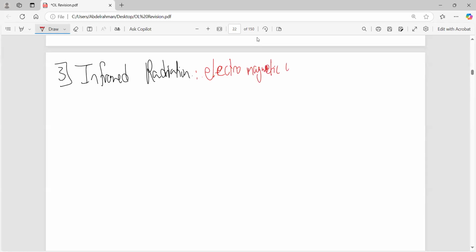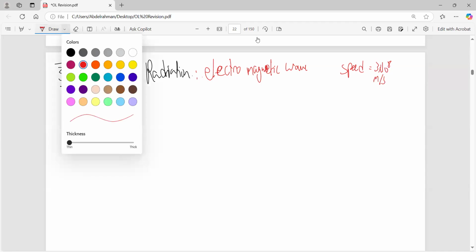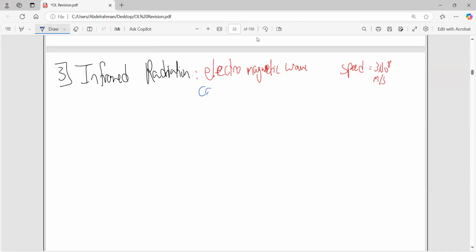It has a speed of 3 times 10 to the power of 8 meters per second. It's an electromagnetic wave. It can travel in a vacuum. It's the only way in which we can transfer heat energy in space.